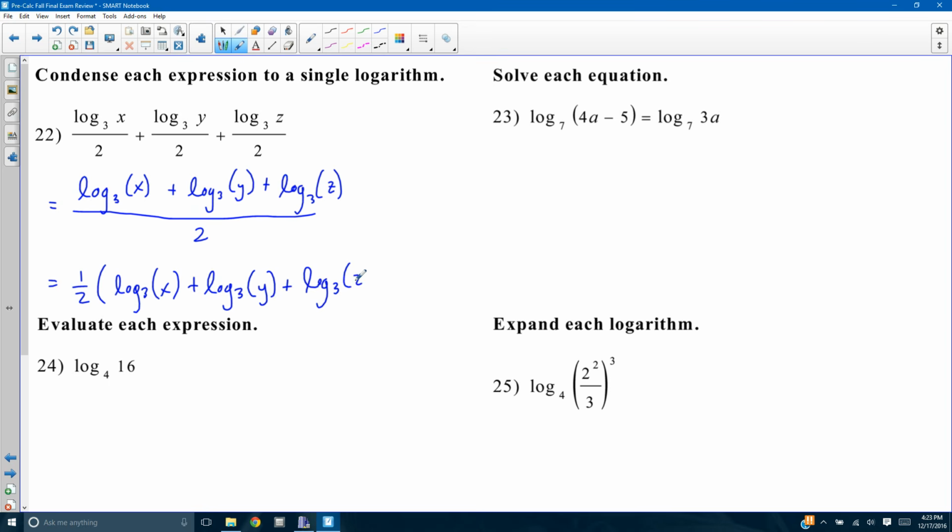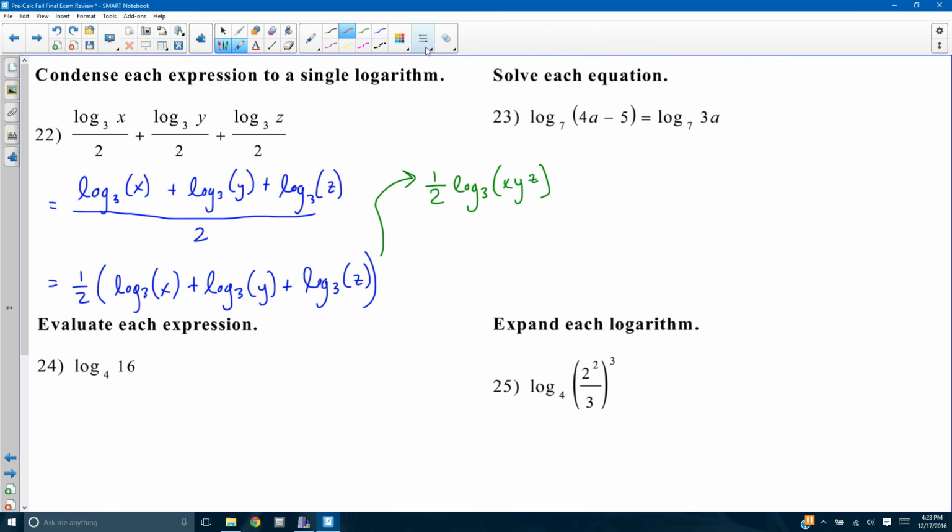Now, I'm not going to apply that 1/2 just yet as an exponent inside my logs. Let's first condense these as one log. Then let's bring the 1/2 all up in there. So the sum of multiple logs is the log of the product of those inside values. So this should be 1/2 times log base 3 of x times y times z.